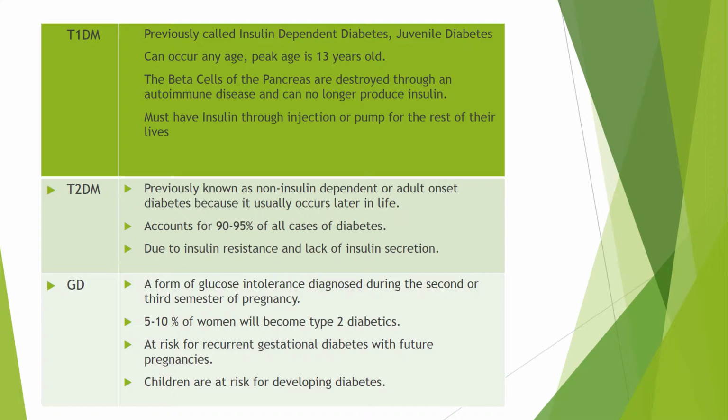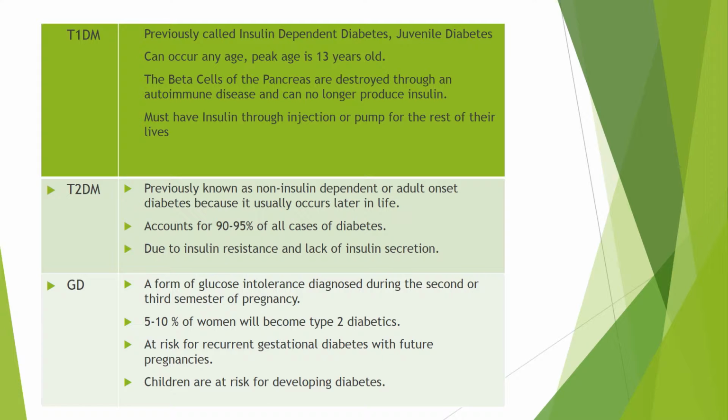So in type 1 diabetes, previously called insulin-dependent diabetes or juvenile diabetes, it would occur around the age of 13. It's caused by a destruction of beta cells in the pancreas, which is where the insulin is produced. It's usually destroyed through an autoimmune disease, and they can no longer produce insulin. They must have insulin injection or a pump for the rest of their life.